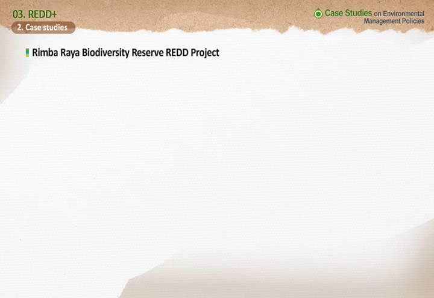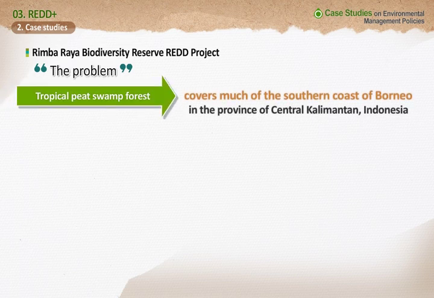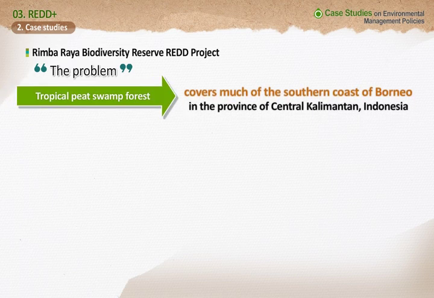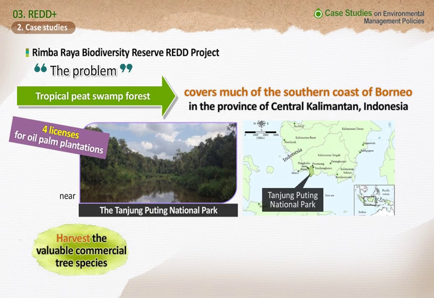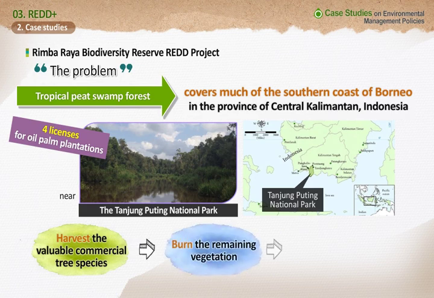Let's look at the second case, the Rimba Raya project. Tropical peat swamp forest covers much of the southern coast of Borneo in the province of Central Kalimantan, Indonesia. In one area near the Tanjung Puting National Park, the local government issued 4 licenses for oil palm plantations in 2004. With these licenses, the companies would first harvest the valuable commercial tree species from the forest, then burn the remaining vegetation, and then systematically drain the peat soils.